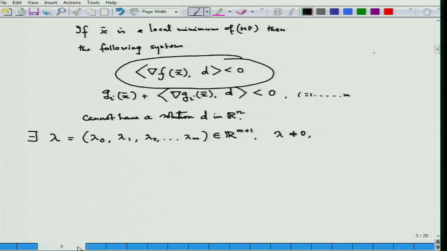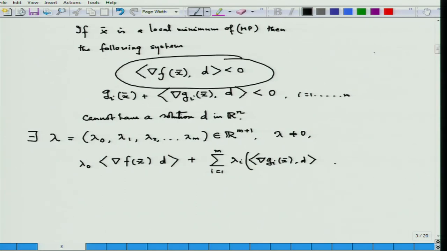So, you will observe that this is a very important conclusion, that this vector is not equal to 0, such that lambda naught into grad f x bar d plus summation i equals 1 to m lambda i grad g i x bar d plus g i x bar, this whole thing, has to be greater than or equal to 0 for all d in R n.